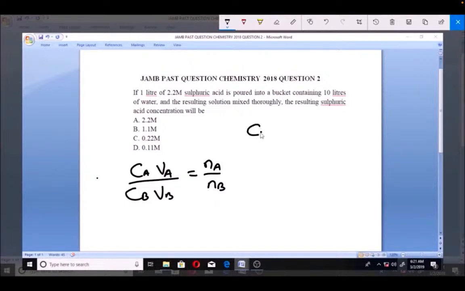Now, what is our Ca in this case? Ca is the concentration of the sulfuric acid, and it's giving us 2.2 molar. Now, what is Va in this case? We are taking the acid as A. So, volume of the acid in this case is 1 liter.